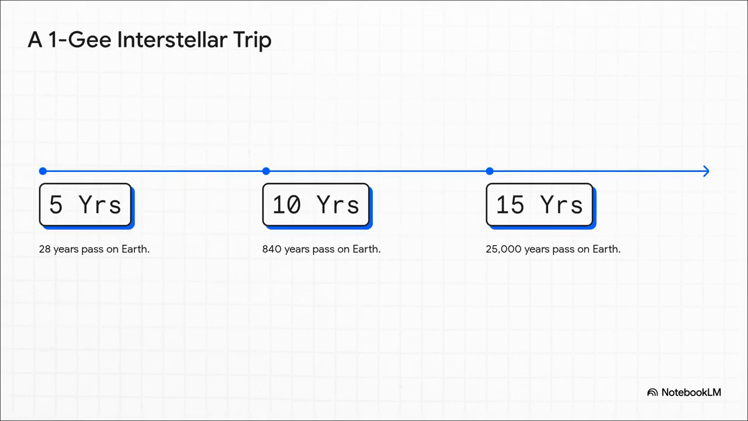If you were on that ship, after just 5 years have passed for you, 28 years would have gone by back on Earth. You travel for 10 years, that's 840 years back home. And if you keep going for 15 years on your personal clock, a mind-blowing 25,000 years will have passed on Earth. You'd come back to a completely different world.